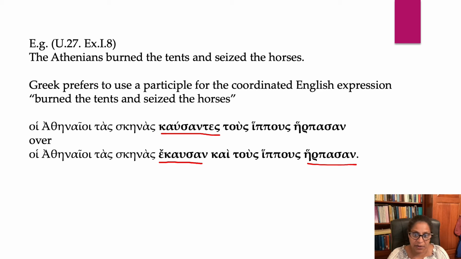But notice the corollary is the case too. If you have a sentence, hoi athenaioi tas skenas kausantes tus hippus harpasan, you can legitimately, and should in fact, translate it as the Athenians burned the tents and seized the horses, as opposed to some other construction like having burned the tents, which I don't like, and seized the horses. It's much more idiomatic to say they burned the tents and seized the horses. So that is the difference here.